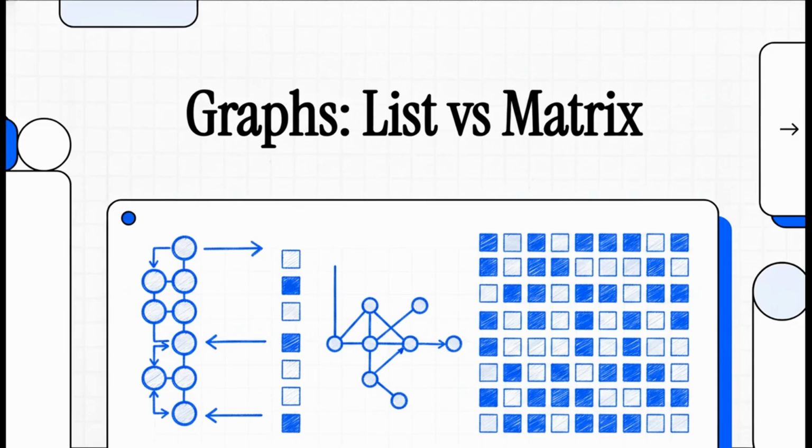Think of this as your ultimate playbook for mastering graph data structures for coding interviews. Whether you're tackling LeetCode for the absolute first time or you're brushing up for a senior role, understanding the fundamental differences between an adjacency list and an adjacency matrix is absolutely non-negotiable. Today we're breaking down exactly how they work, when to use them, and crucially, how to build them.